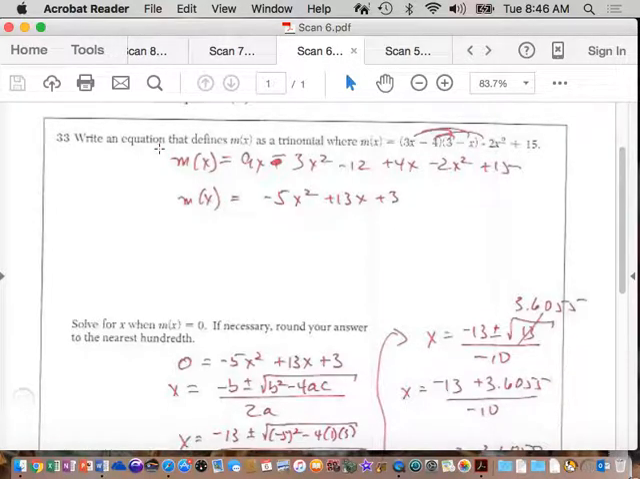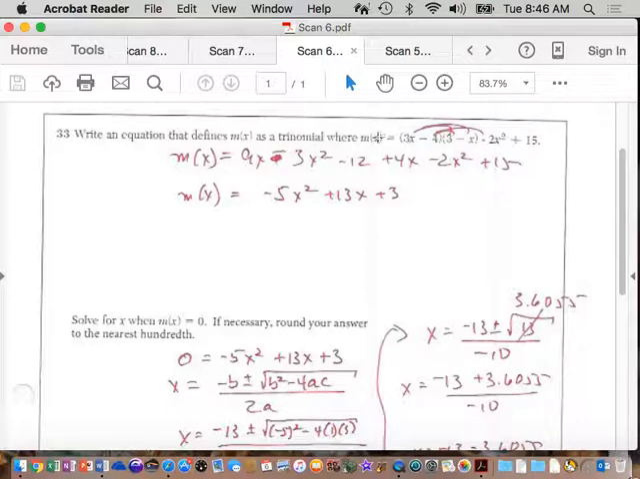Next one. Write an equation that defines m of x as a trinomial where m of x equals this. So this means basically do some algebra. I double distribute. I get it all in one term. I get m of x is equal to negative 5x squared plus 13x plus 3. All right? It must be an equation. It says write an equation. When the kids took this on the Regents, many kids just wrote this, and they did not put m of x equals.